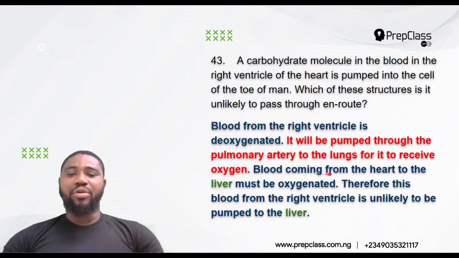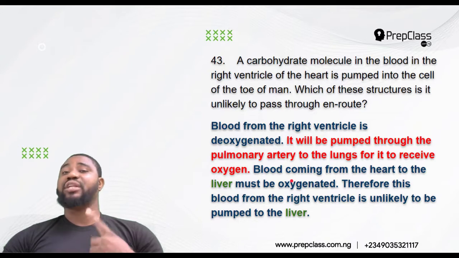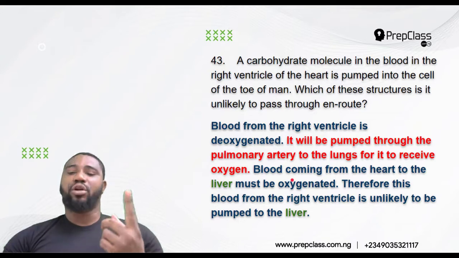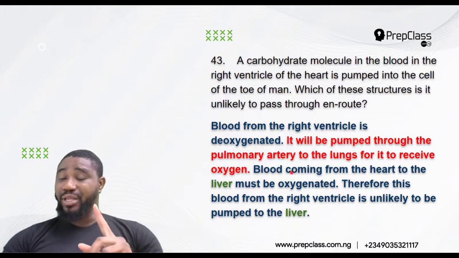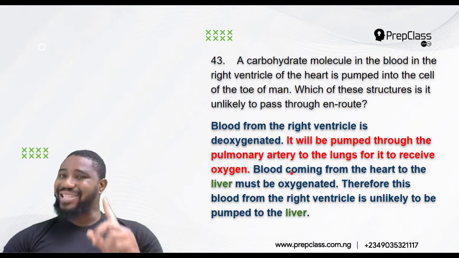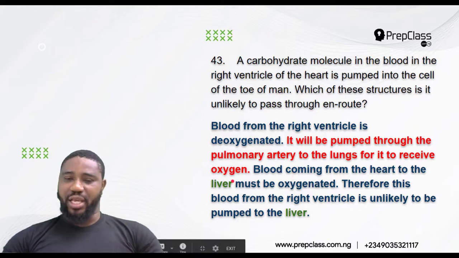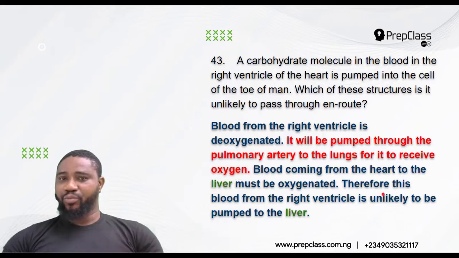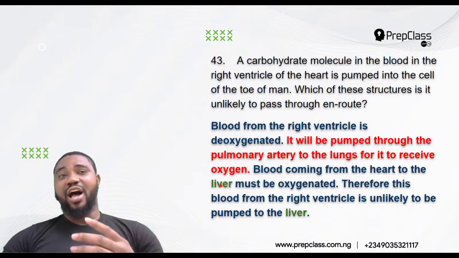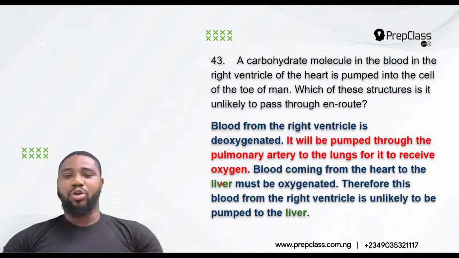Now blood coming from the heart to the liver must be oxygenated. For the heart to pump blood to the liver, the blood must be pumped through the aorta, and the aorta pumps oxygenated blood. So that means the blood that is pumped from the heart to the liver must be oxygenated. Are you following? So the liver will collect oxygenated blood, because the liver needs oxygen to survive.